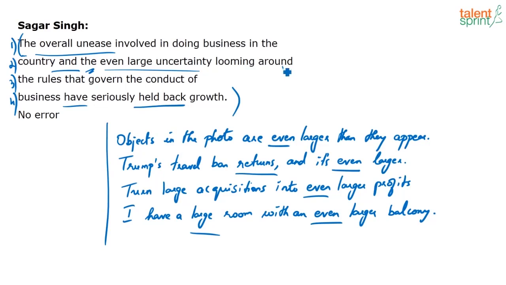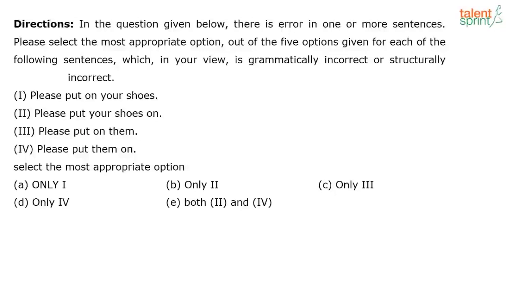Okay, so the error is in part 2, even larger uncertainty looming around. This is something that you will be able to identify only if you understand sentence constructions and what is being compared here in the context. And the clue is, because I'm familiar with that collocation, "even" plus something means you're comparing it with something else. Even is your clue word there. So unless and until you're familiar with that construction, you will overlook this error. Your tendency is to think there's no error, but there is an error. This is one of the types of questions asked.